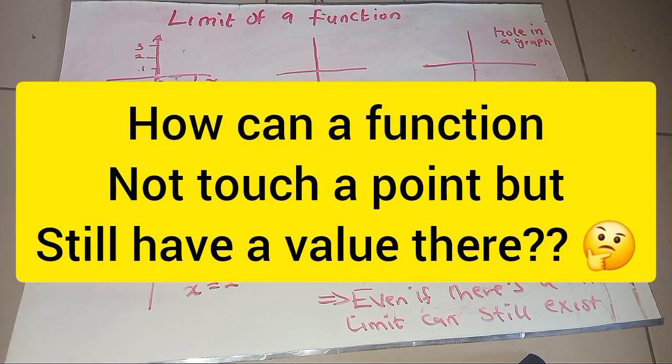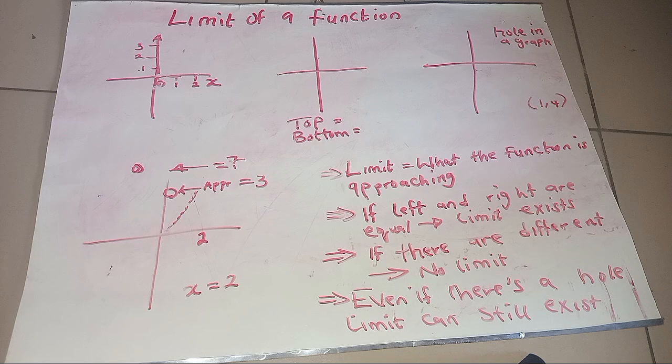Now here's the big question. How can a function not touch a point but still have a value there? That's exactly what limits are, and today I'm going to make sure it's very clear for you to understand. So now let's check it out.